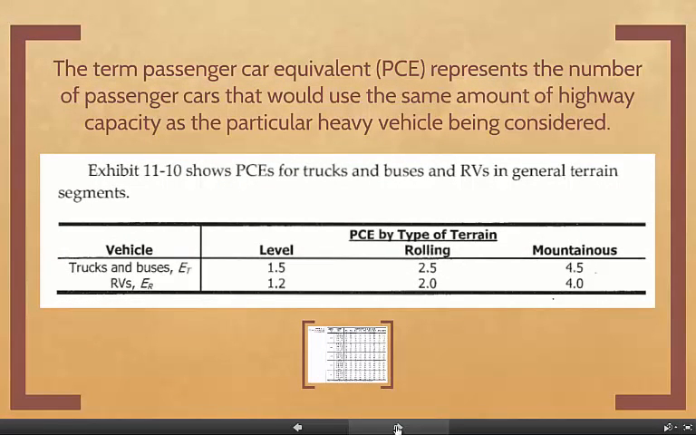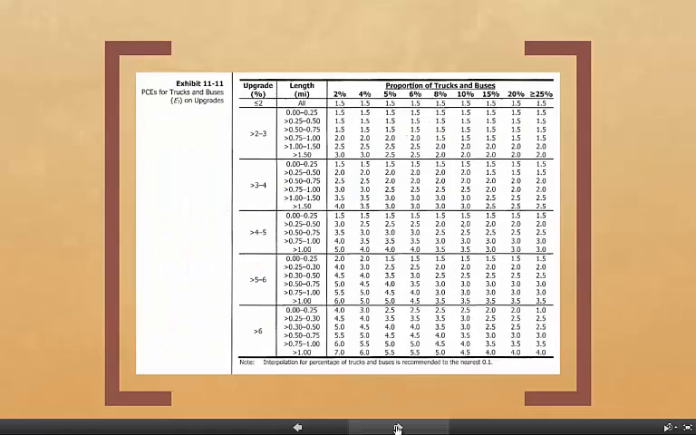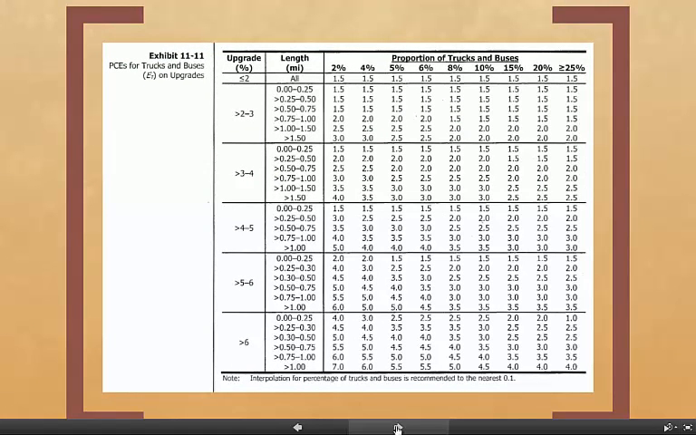Note that the values in HCM Exhibit 11-10 apply only to extended terrain segments that can generally be classified as level or rolling or mountainous. There are separate tables in the HCM for specific upgrades longer than half a mile and steeper than 2%, with values that range from 1.5 to 7 passenger car equivalents for trucks and buses, and a separate table with values that range from 1.2 to 6 passenger car equivalents for RVs.